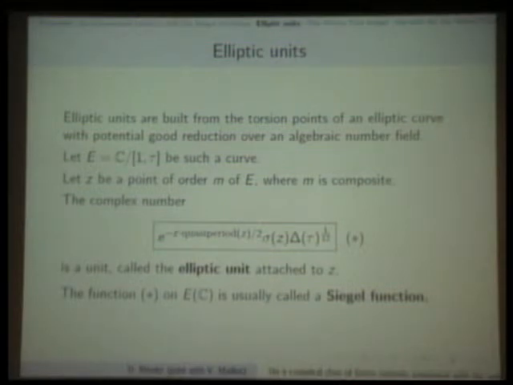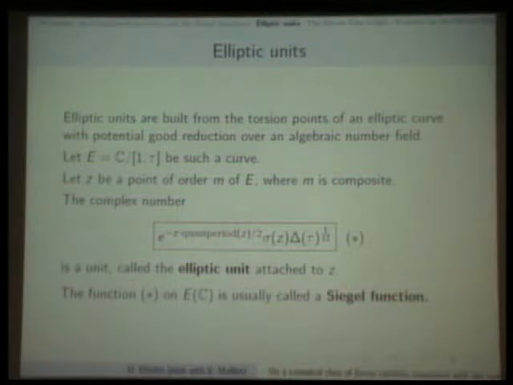And so you take such an elliptic curve, and then you consider its complex uniformization, that is its presentation as a quotient of C by a lattice. And again, you take a point, this time of order m, just as before. You had a point of order m in the torus, and m has to be composite as well. And then we have this analytic expression here, e to the, that I'm not going to read out. The quasi-period is the quasi-period that appears in the Weierstrass P function, in the theory of elliptic functions. And sigma is the sigma function, and delta is the modular form delta.